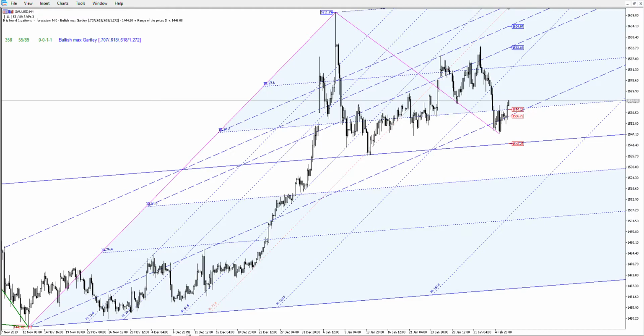Gold. Okay, so this is interesting. We've got an ascending channel, the shift channel. It looked like we did have a break yesterday. That might have been a bit of a trap, potentially.